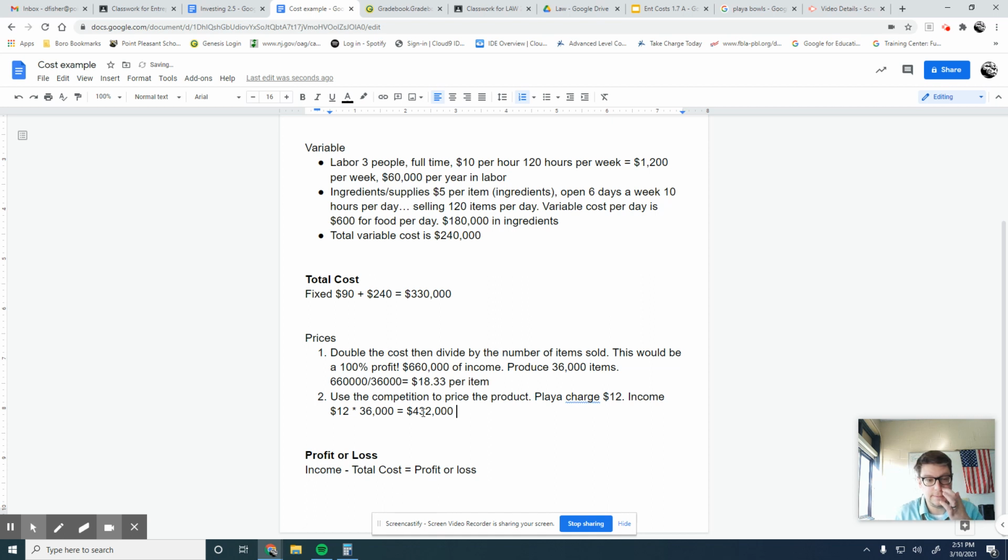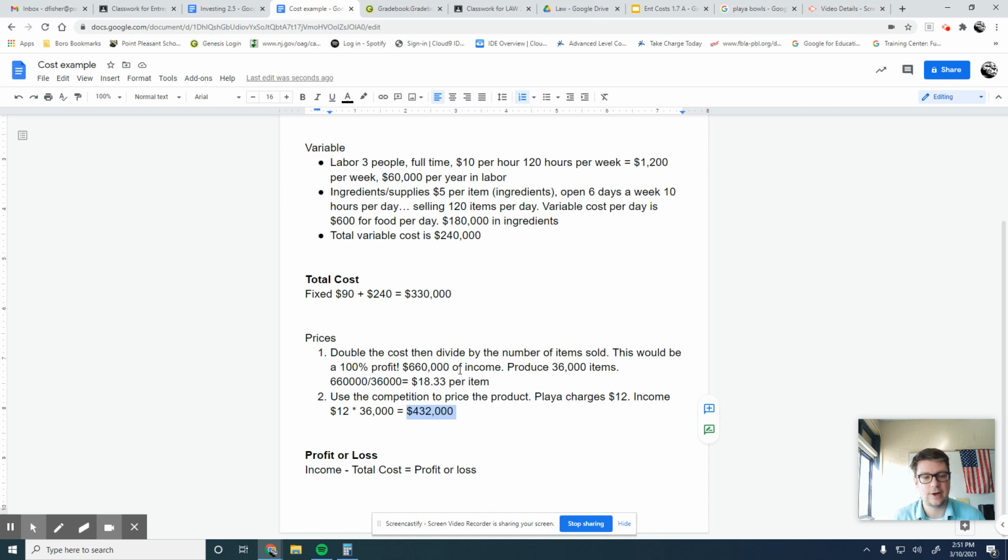You can see that by doubling in the first example, that's a lot more money that came in, but it meant that I would have to charge so much more. Now, I could go back and try to figure out how to make more items. I could be open 7 days a week. I could find a price between those two, but I think you can see that the second one is more realistic. I don't have to go change anything, but I have a lower income.